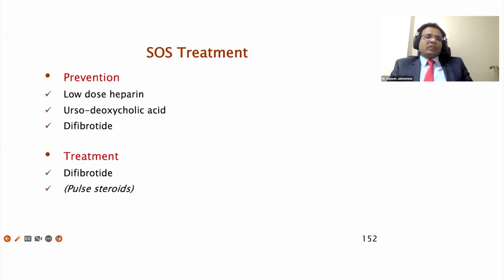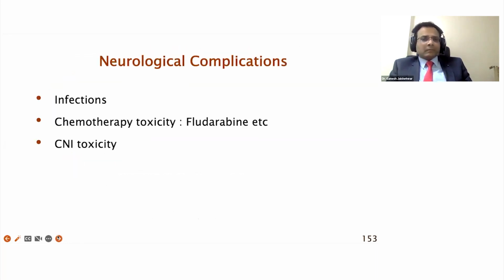So the preventive measures for hepatic sinusoidal obstruction syndrome in high-risk patients are low-dose heparin, ursodeoxycholic acid, and very rarely defibrotide. Again, treatment relies on defibrotide, but since it is unavailable in India, many times we try to treat these patients with high-dose pulse steroids.